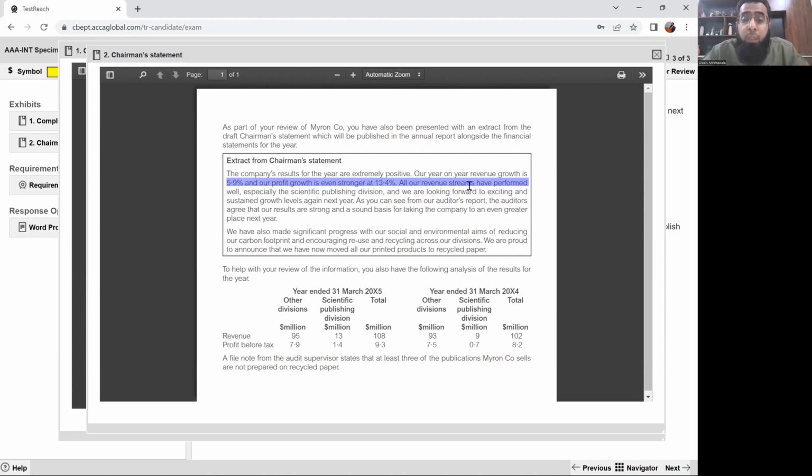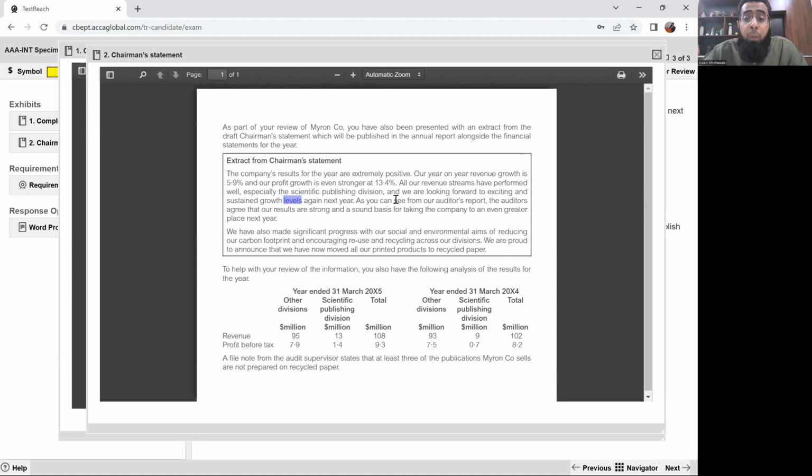All our revenue streams have performed well, especially the scientific publishing division. And we are looking forward to exciting and sustained growth levels again next year. So you can say that apparently the chairman's statement is misleading. Why is it misleading? Because the scientific publishing division is to be sold. We have just read that the company is selling the scientific publishing division. So now saying that the level of growth will be sustained, it is misleading information. It should be made clear here that, okay, the scientific division is to be sold. So sustained growth will be relating to the other division only.